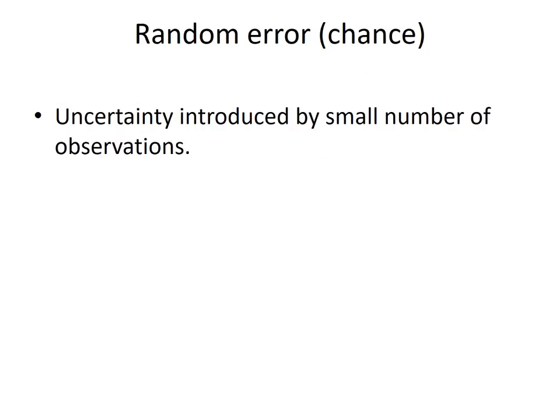Random error or chance is uncertainty introduced by a small number of observations. So the solution for this issue is to increase the sample size. This is a rule for you students, that increasing the sample size will minimize random error to the lowest possible scale.